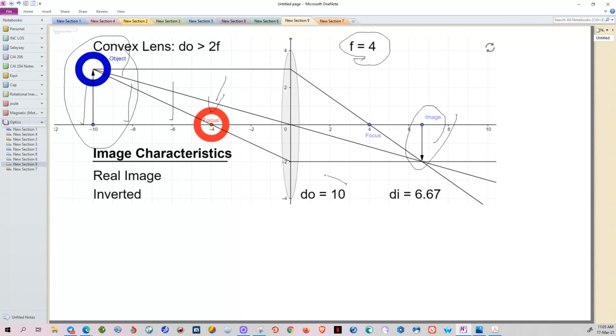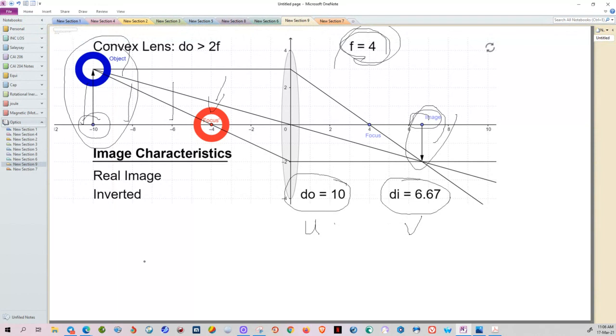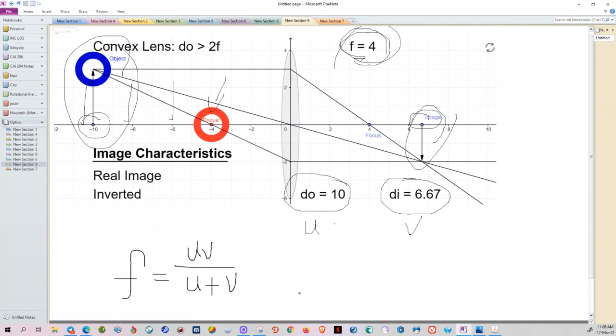What are those two measurements? The distance of the object, which you can read from here, and the distance of the image, which you can read from the scale here. The distance of the object to the center of the lens, we call it u. The distance of the image from the lens, we call it v. In order to find the value of the focal length, in this case the focal length is 4, right? We use the lens maker's equation. f is equal to u times v over u plus v.